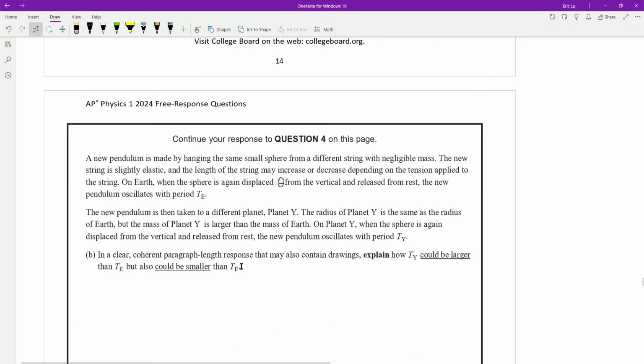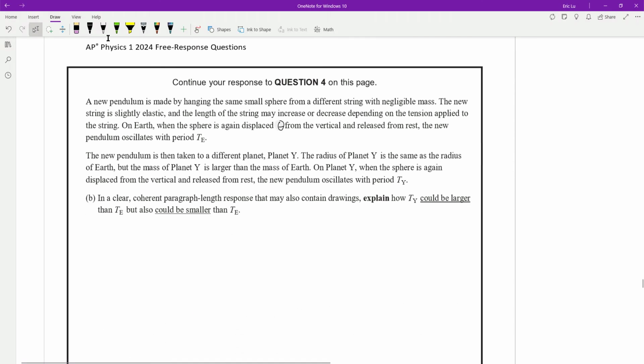And yeah. A new pendulum is made by hanging the same sphere from a different string with negligible mass. The new string is slightly elastic, and the length of the string may increase or decrease depending on the tension applied to the string. On Earth, when the string is again displaced theta from the vertical and released from rest, the new pendulum oscillates with period Te.